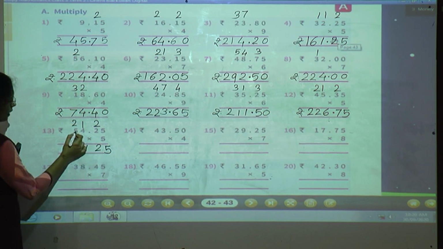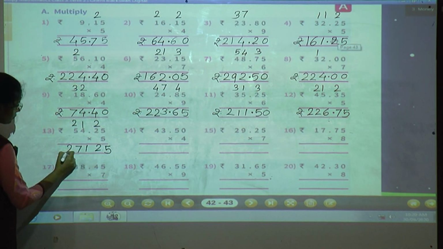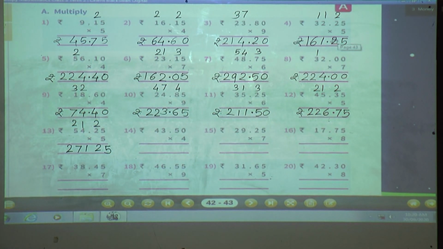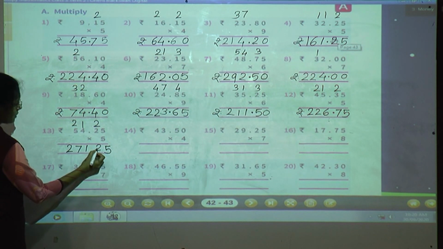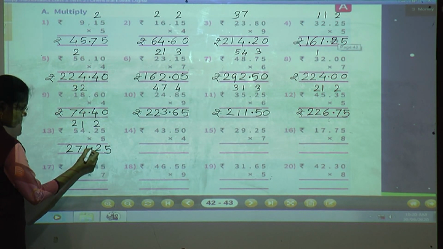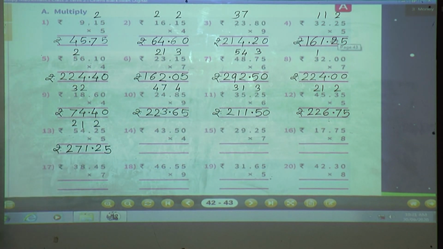Then you have to do 5 into 5, 5 5s are 25 plus 2, 27. So write here 27. Now give a dot before the second digit, from the right side. 2 is the second digit from the right side, so before 2 we have to give the dot. So what is the answer? Rupees 271.25. Okay, clear? Now we'll move to the next example, that is the 14th number.